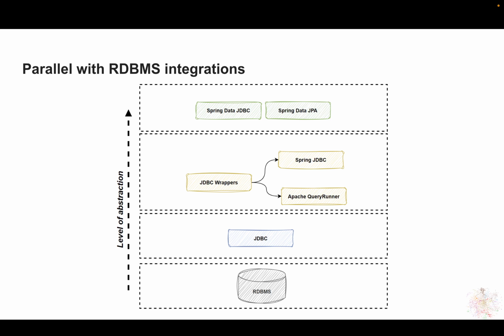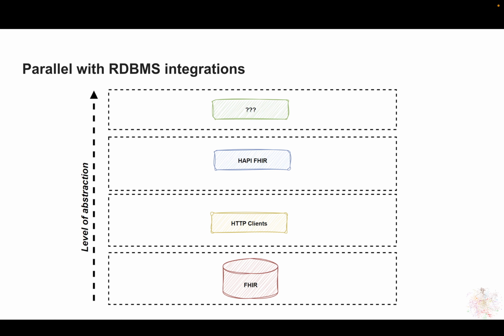And let's compare it with what we have in the case of FHIR integration. So we have a FHIR repository, we have HTTP clients that we can use directly. We have a FHIR library, which is kind of a wrapper around those HTTP clients. But what about the highest level of abstraction?